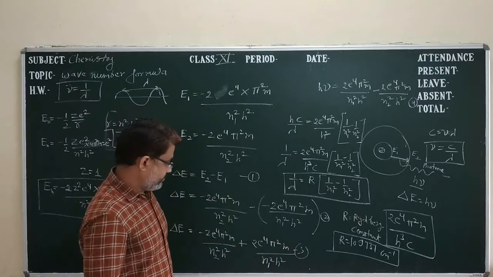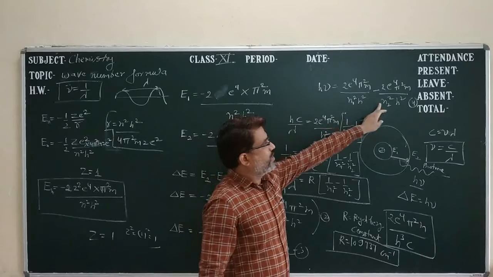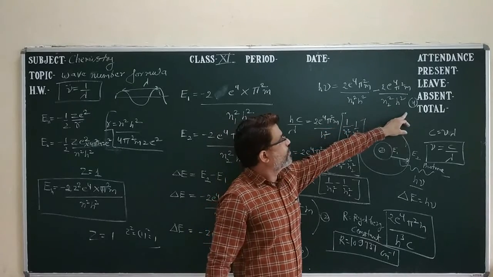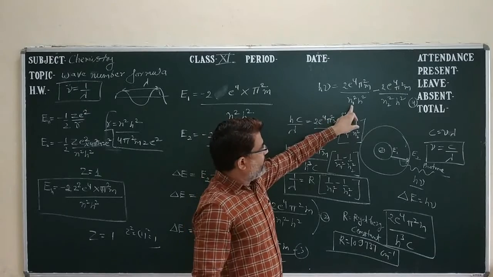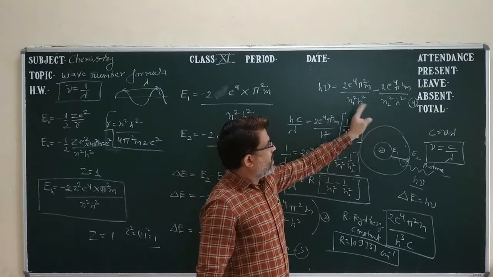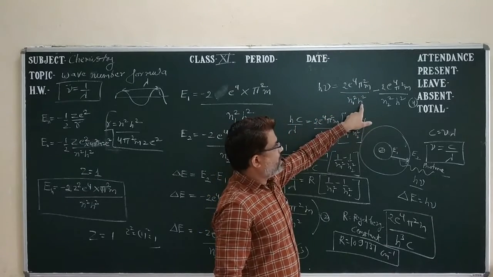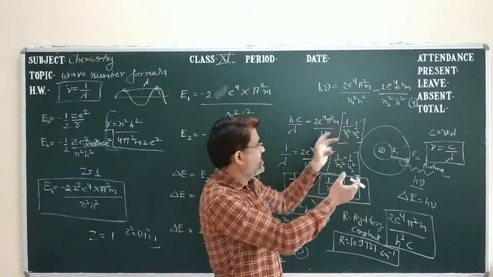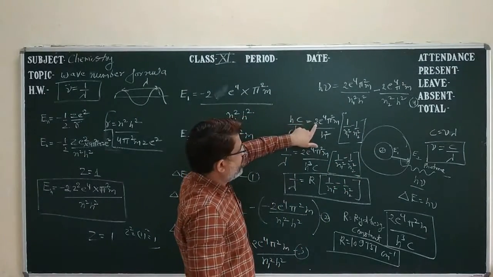Now for the next equation, we arrange this one. First we take the plus value, then the minus value. We have arranged this one, so we get equation 4. So in this equation, if you see, n1 square and n2 square are different. Otherwise, 2 e raised to the power 4 pi square n divided by h square is the same, so we just take it out as common. So it becomes equal to this one.